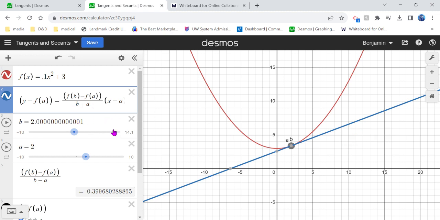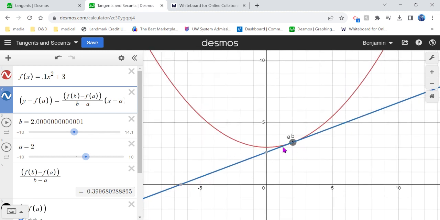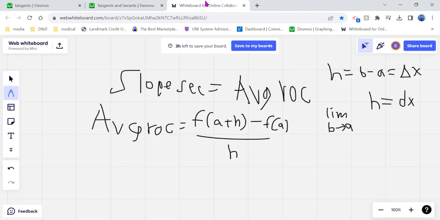So b gets infinitely close to a. And we end up with what I just said, a tangent line, a line that intersects the function at essentially one point. Because b and a are so close together, they basically function as one point, even though they are infinitely close to almost being one, but they're not quite.